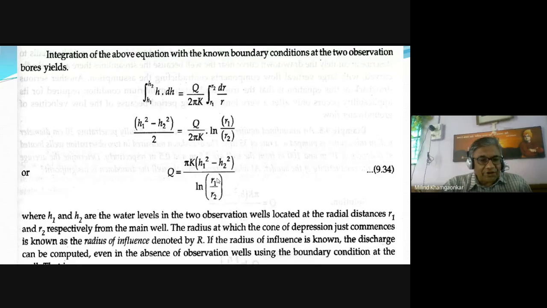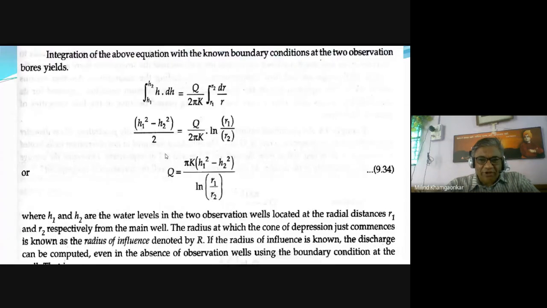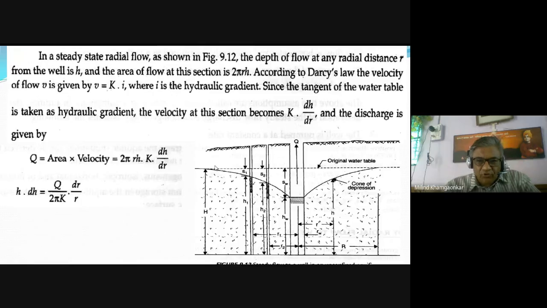But in absence of these H1, H2, R1, R2, that is, if we don't have these values or we don't have the observation wells, but if we know the radius of influence, capital R, then we can rewrite this formula, that is the 9.34 wala formula, in the form of capital R, capital H, HW, that is this HW and SW.